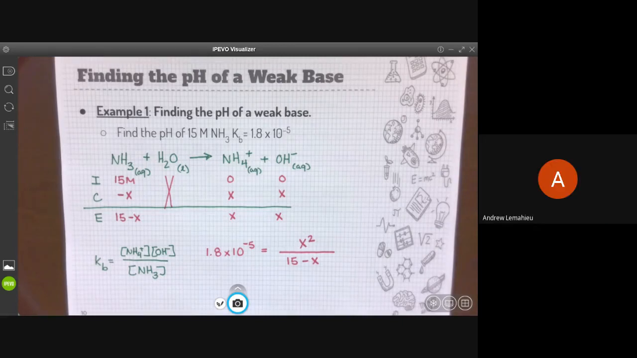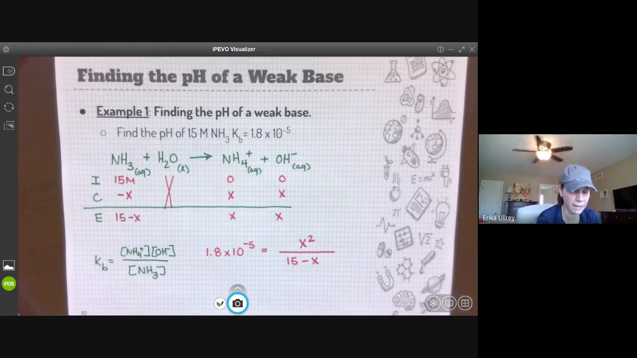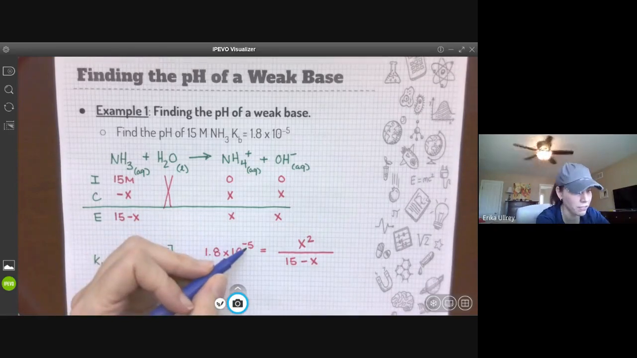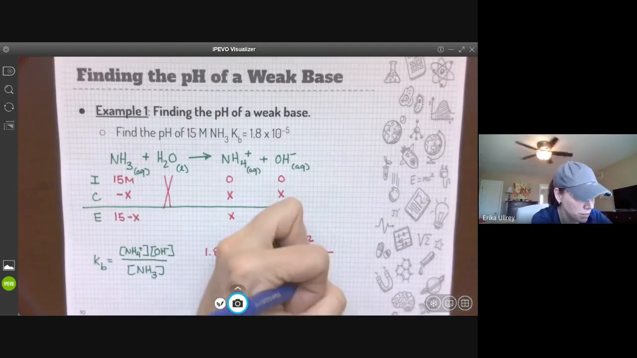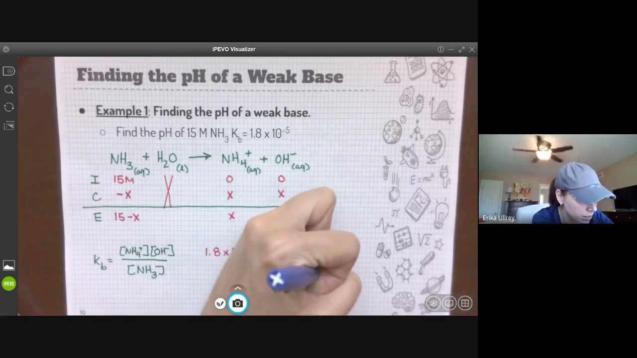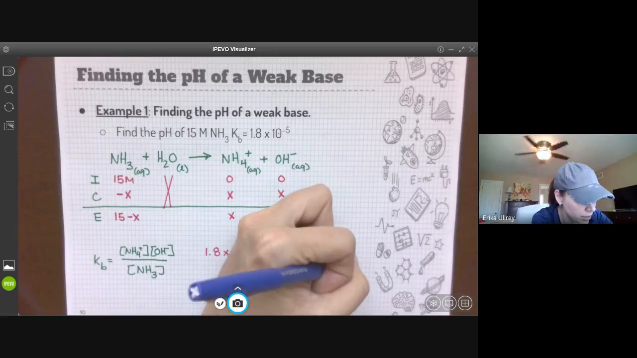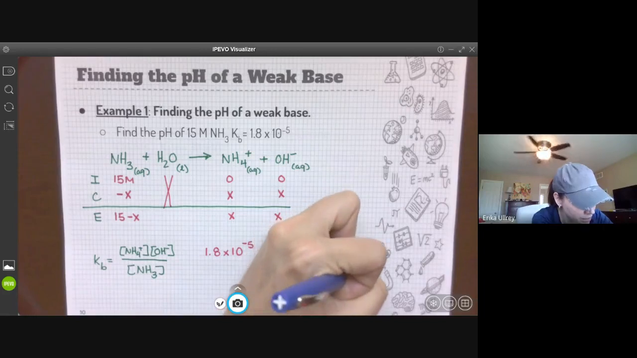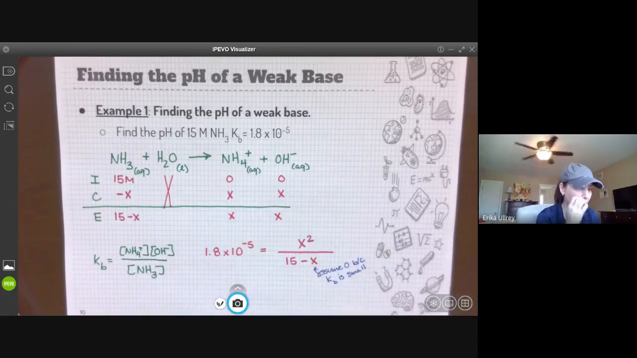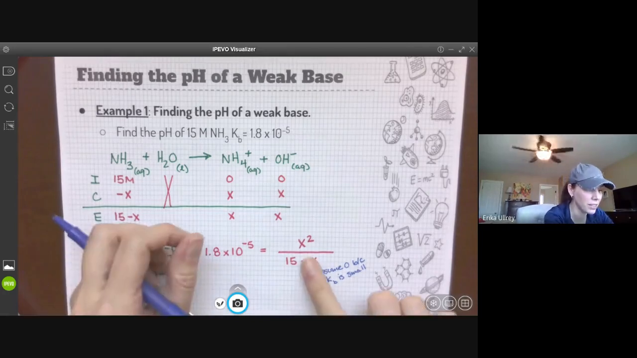Gotta solve for it. So like solve. We got to do some algebra. Okay. So if we take a look, our equilibrium constant is pretty small. It's to the negative 5th. As long as it is to the -3 or more negative than that, we can assume x is approximately 0 in the denominator, because KB is small.